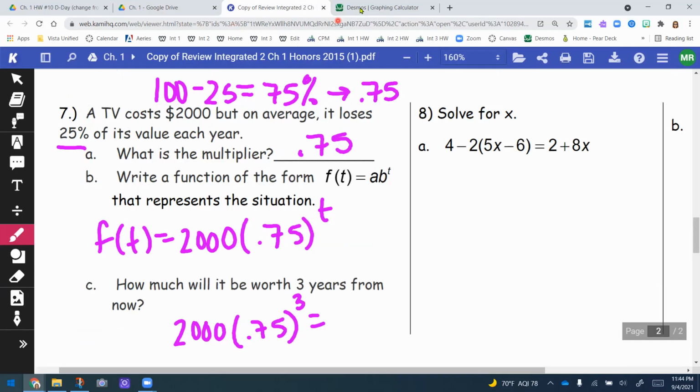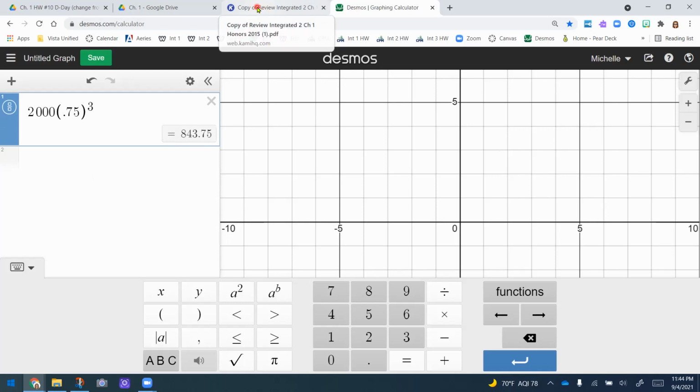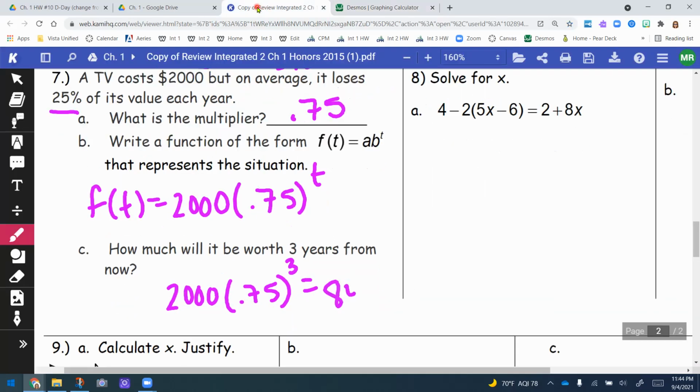And so let's see, 2,000 times 0.75 raised to the power 3 is $843.75.